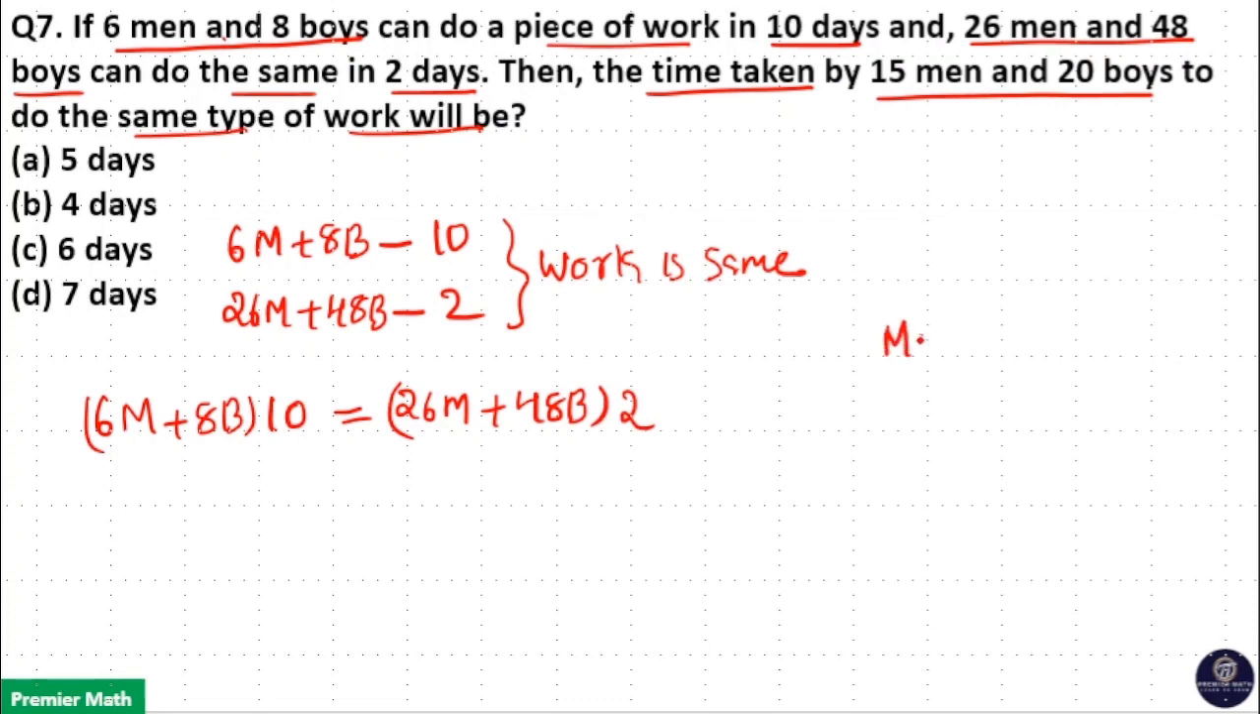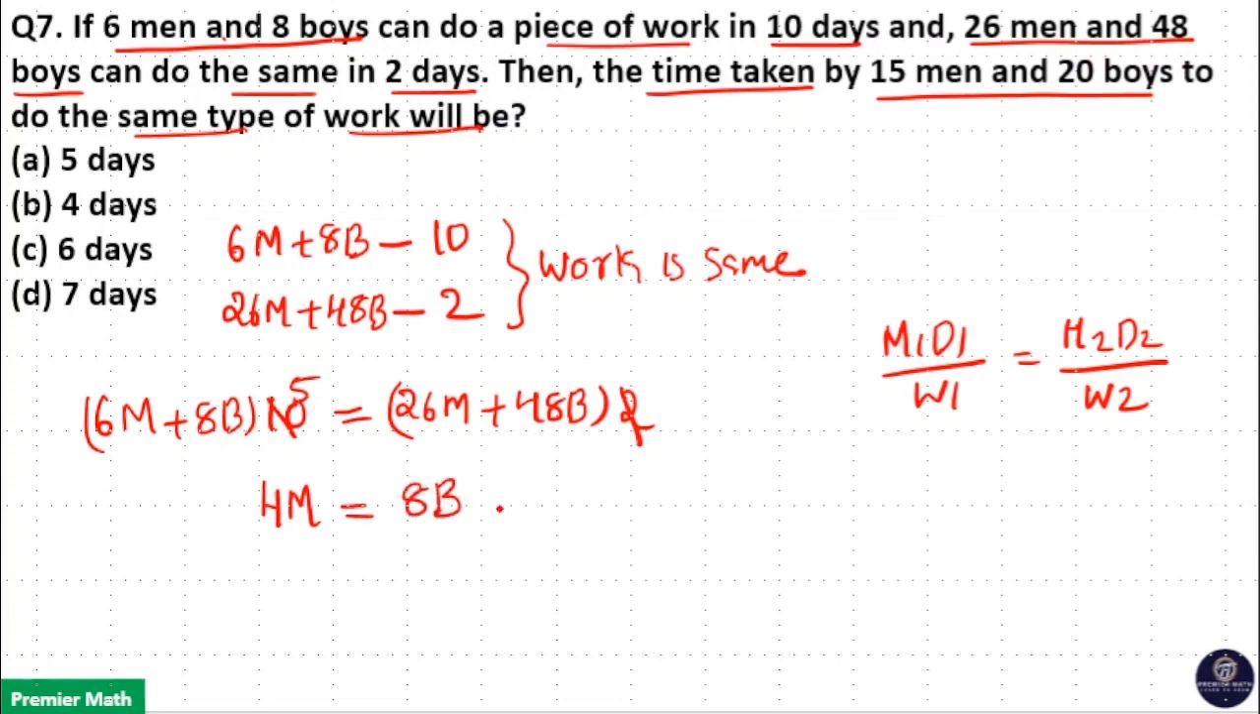Here we are using the formula M1 D1 by W1 is equal to M2 D2 divided by W2. That is, M1 is the number of men, women or children, D1 means number of days, months or years, and W1 is the work rate. So here 2 goes 5 times. 6 into 5, 30. Here 26. So 4 men is equal to 48 boys minus 40 boys, 8 boys, which is equal to 1 man is equal to 2 boys. So as per this, 1 man is equal to 2 boys. 1 man can do 2 boys' job.